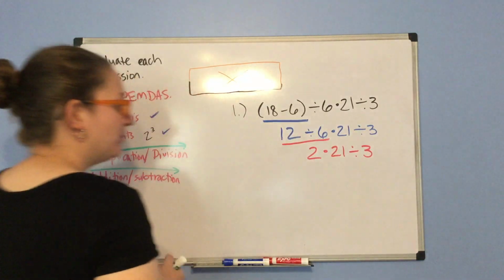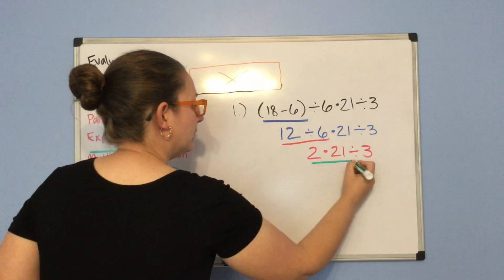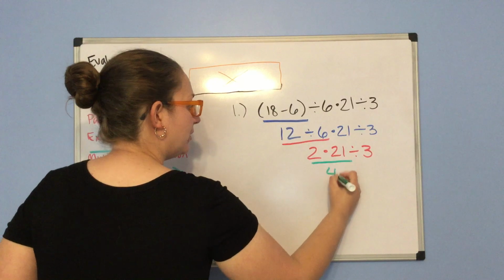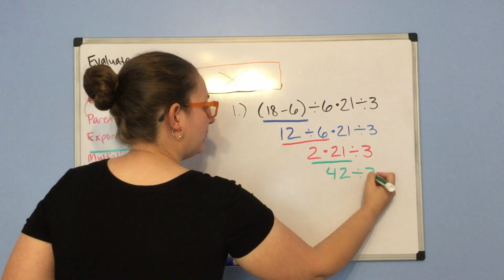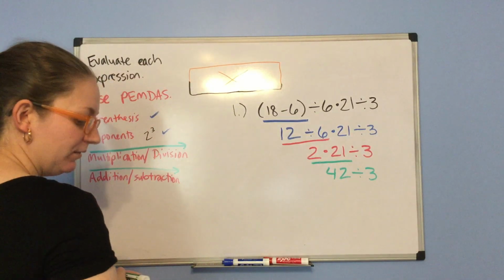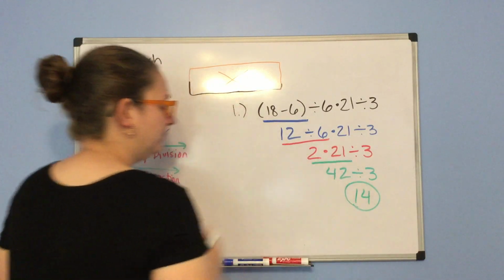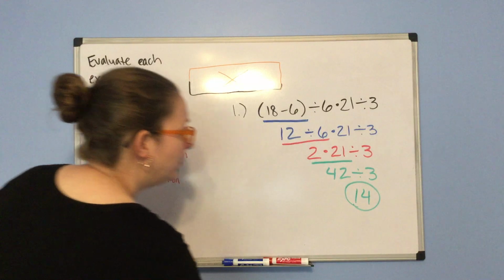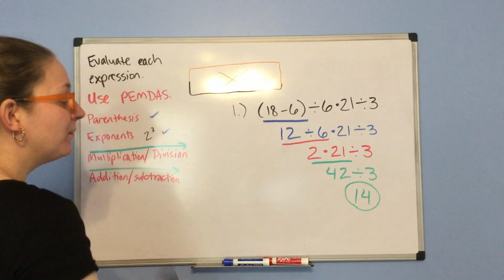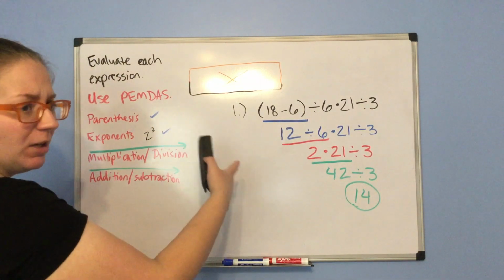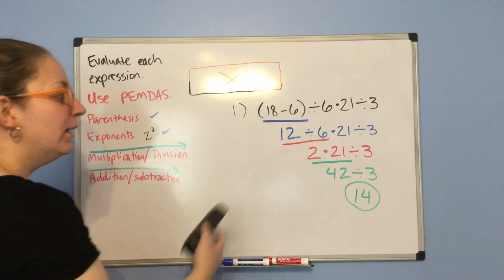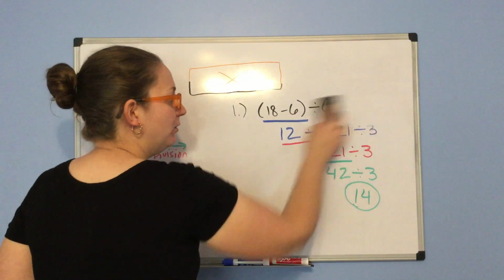Next up, I have more multiplying and dividing. 2 times 21 is 42. And then all we have left is that one last division. 42 divided by 3 is 14. You're welcome to use a calculator to help you with some of these steps. Also, not so much on this problem, but as you see some other problems in the future, if there's steps you're comfortable skipping, go for it.